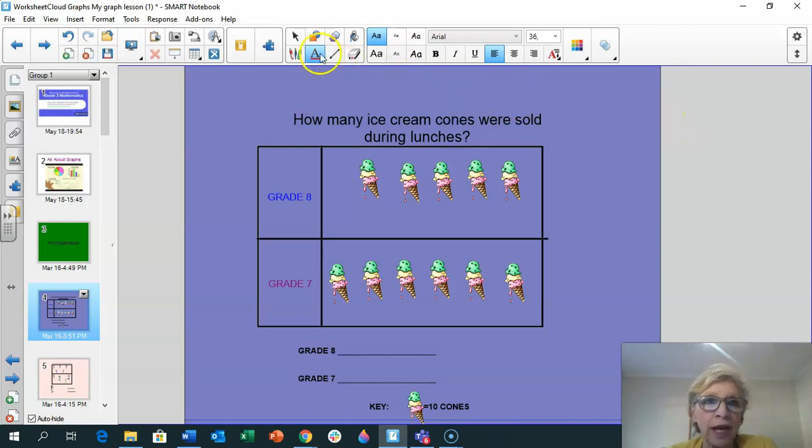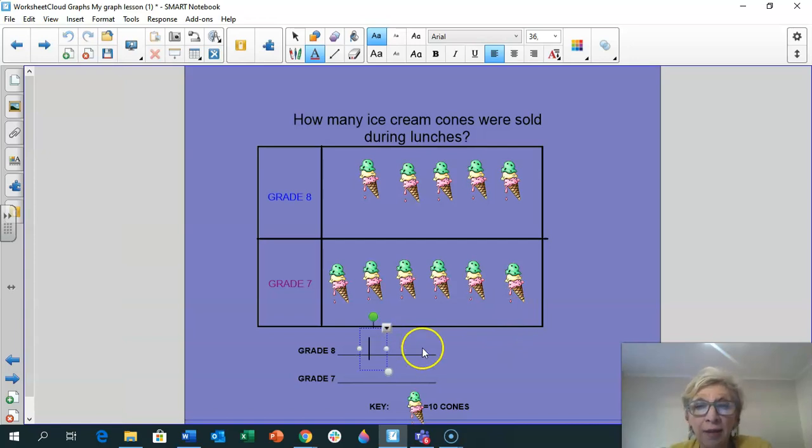Let's start with the grade 8s at the top. Okay, so let's have a look. There are 5 ice creams, but remember, it's not just 5. It is 5 times 10, which is 50, because each ice cream is 10. So we have to count 10, 20, 30, 40, 50.